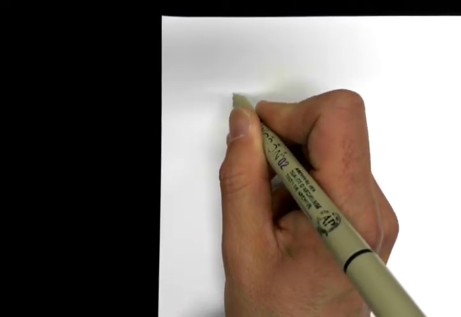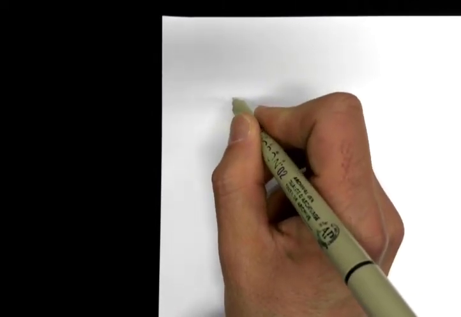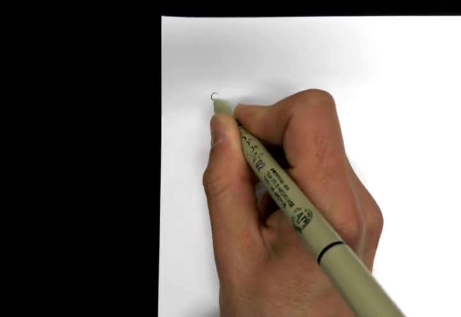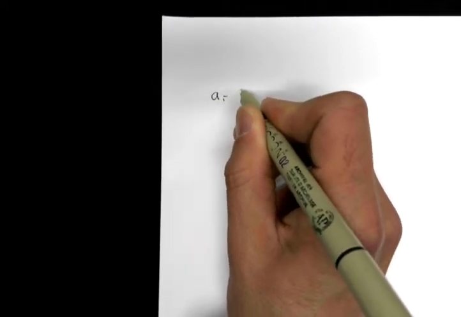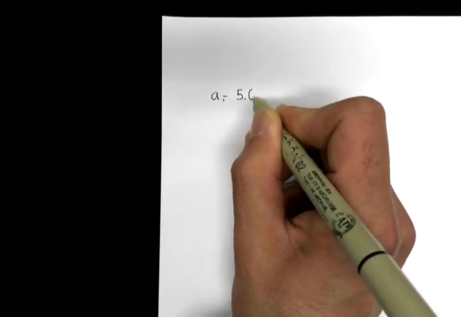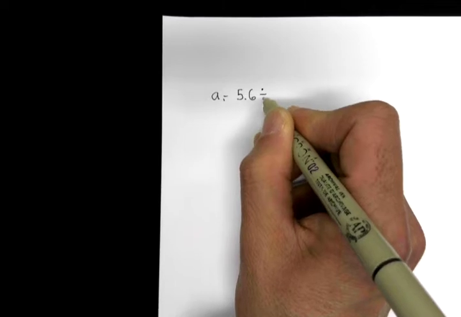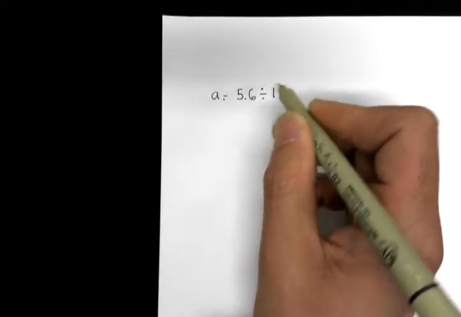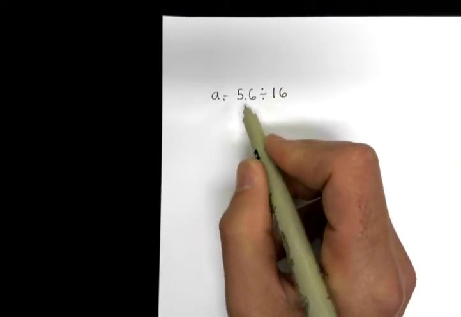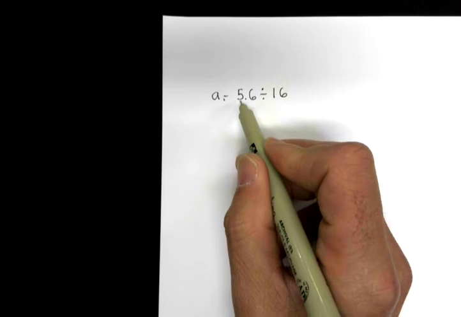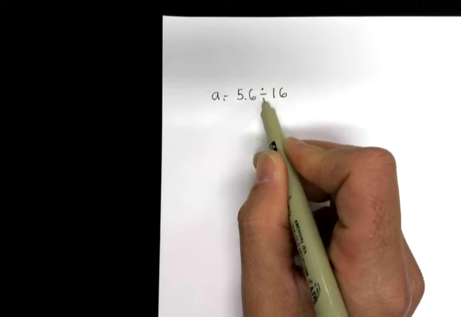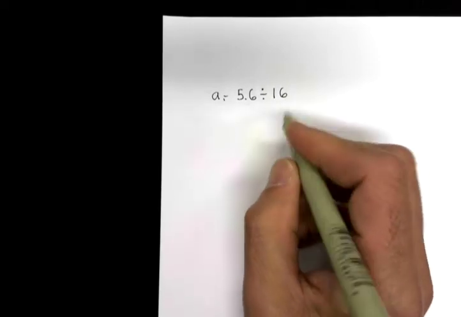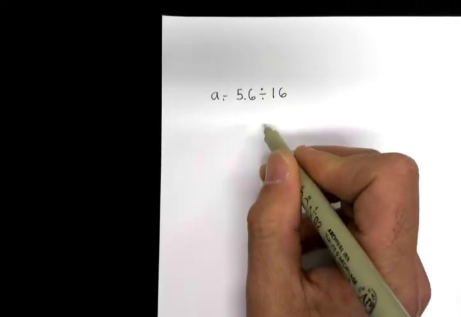Okay, so for lesson number 27, here's what it says. 5.6 divided by 16. So that means that I have 5 and 6/10 divided by 16. So how would I set up the problem?